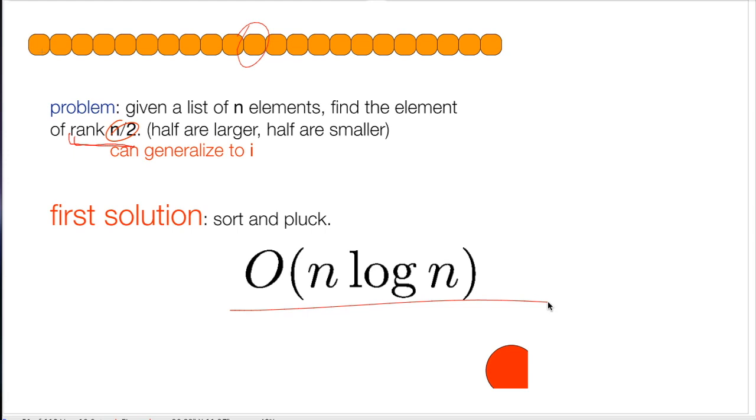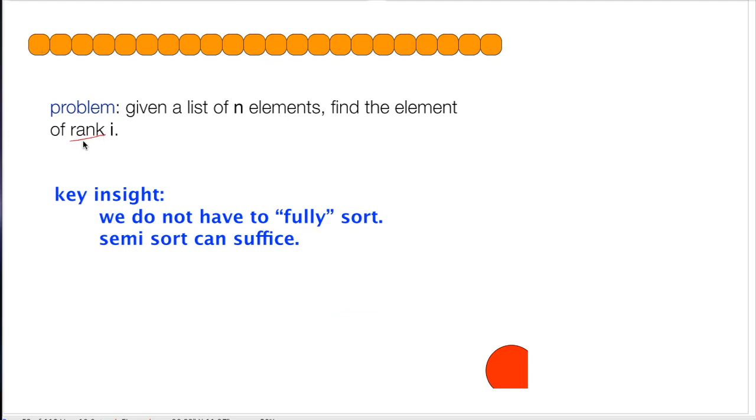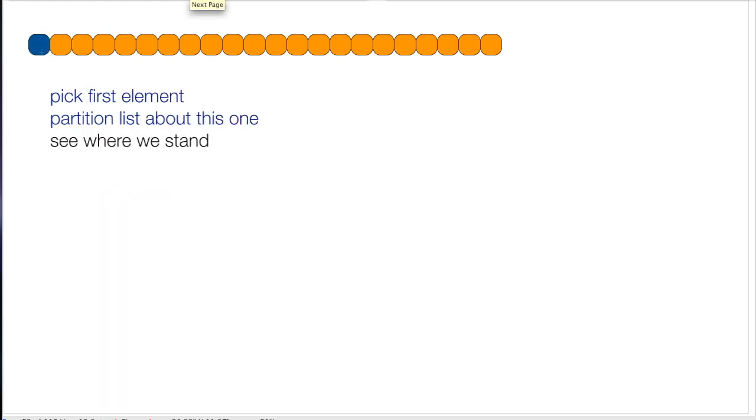Can we do better? Yes, we can through divide and conquer. In particular, we can abstract it. We can find the element of any rank i, like the 17th oldest person in this class, using this algorithm. And the insight that we're going to use is we don't have to fully sort our list. Sorting is too much work. If we just want to find one particular element in our list, why spend all the time sorting all of that information? The first idea is to use something like a quicksort partition idea in order to help track down the element we care about.